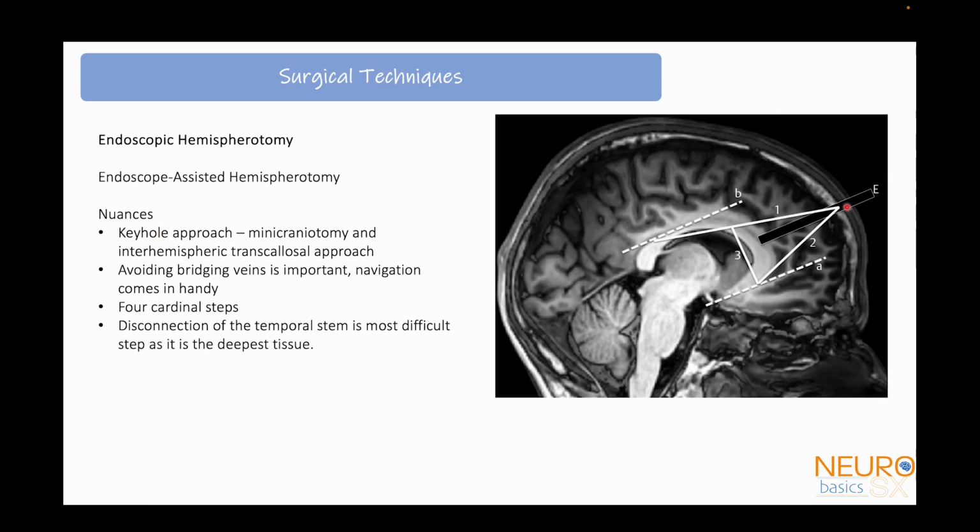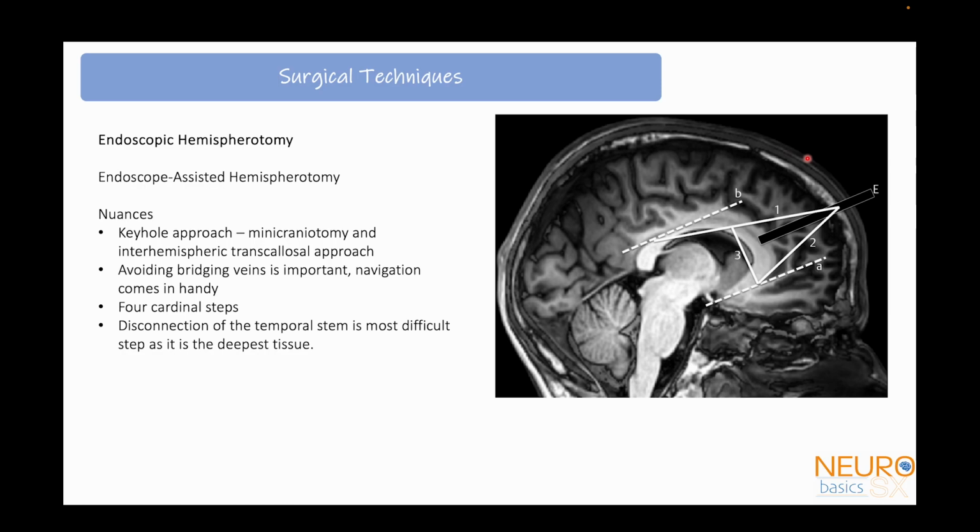Now, hemispherectomies, or actually hemispherotomies, have become a lot more minimally invasive. There are hemispherotomies which can be done with the assistance of an endoscope, but still primarily microsurgical. And there are hemispherotomies which can be done completely endoscopically also. So we'll just discuss an endoscopic assisted hemispherotomy.